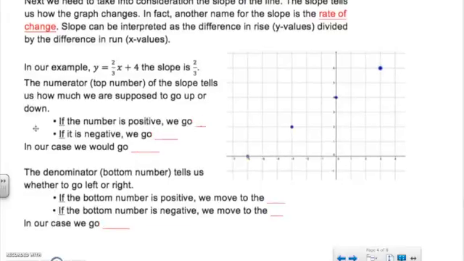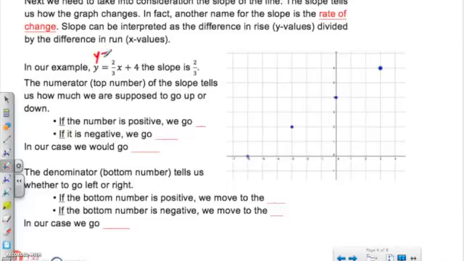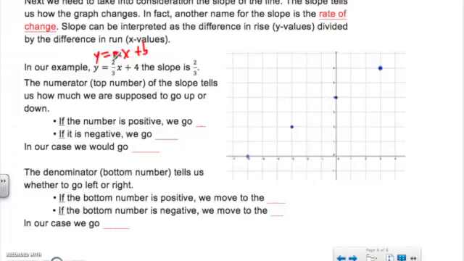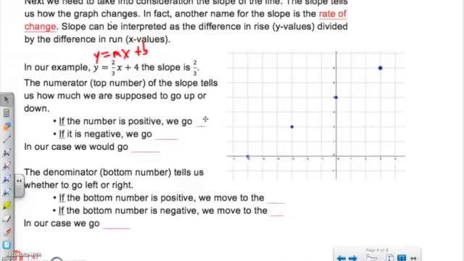Just to recap our formula, remember, our slope-intercept form is y equals mx plus b. We said m was slope, so that's how we get the 2/3 as our slope here. Now, the numerator, or the top number of the fraction, tells us how much we are supposed to go up or down. If that number is positive, we are going to go up. If it is negative, we are going to go down. If we look at our 2/3, our numerator 2 is positive, so we are going to go up 2.